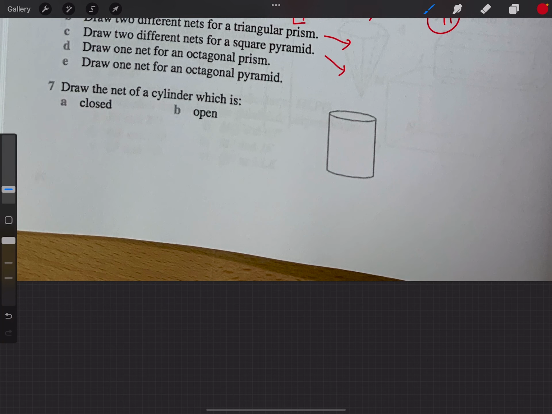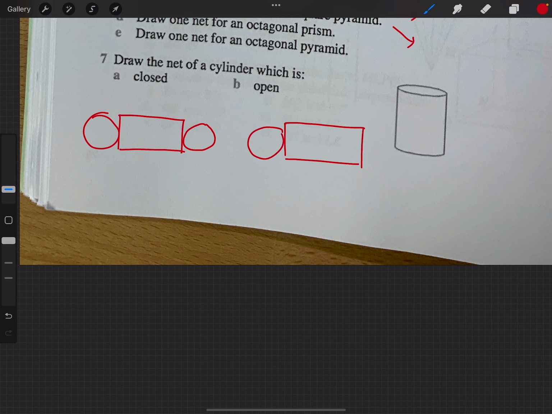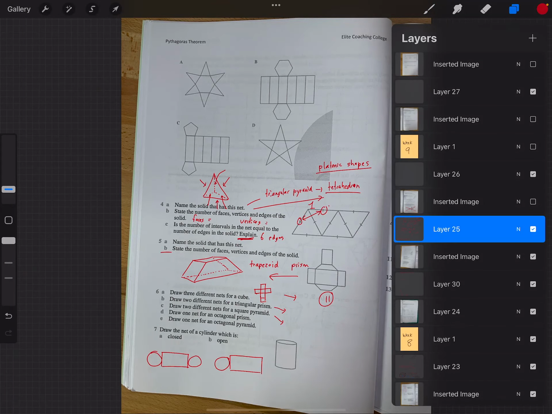Question 7. Draw the net of a cylinder which is closed. Okay, so this is really simple here. This is a closed one, and this one is going to be like this, and like this. And open would just be like this. Something like this. Okay. Done. Next page.